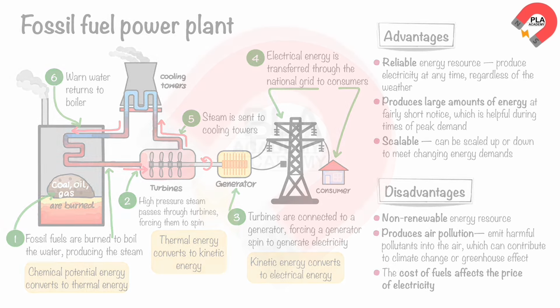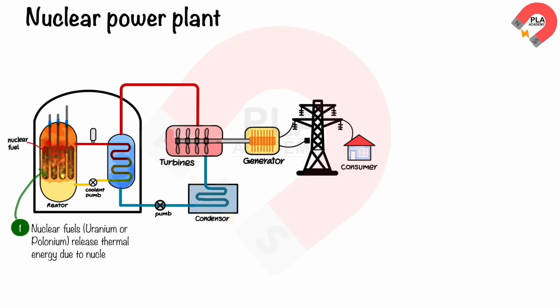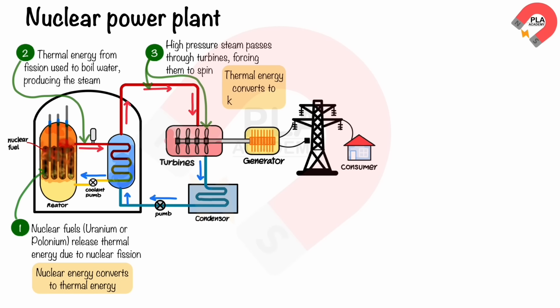Nuclear power plant. The nuclear fuels such as uranium or plutonium in the nuclear reactor release thermal energy due to nuclear fission. This converts nuclear energy to thermal energy. This thermal energy is used to boil the water, producing steam. So the thermal energy is stored in the steam. The high-pressure steam passes through the turbines and forces them to spin. This converts the thermal energy to kinetic energy, which is stored in the turbines.